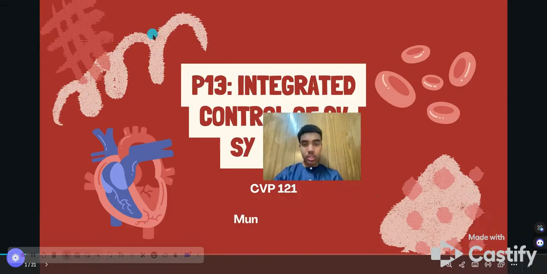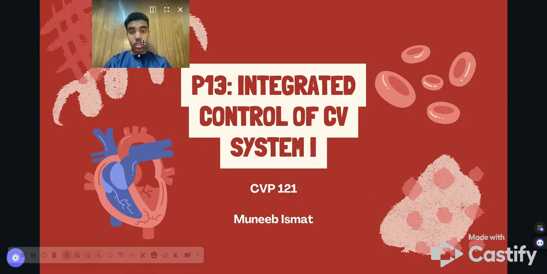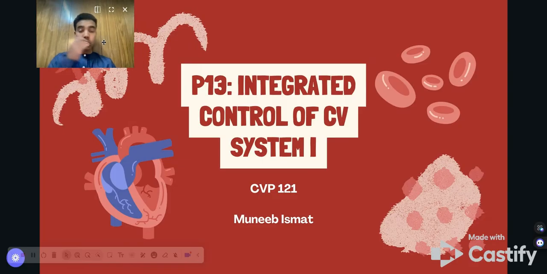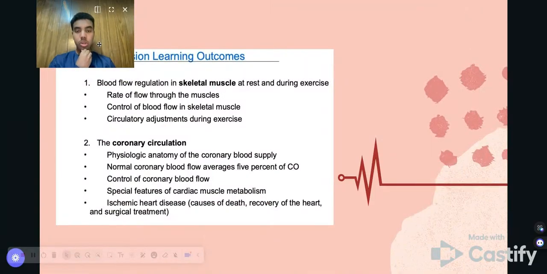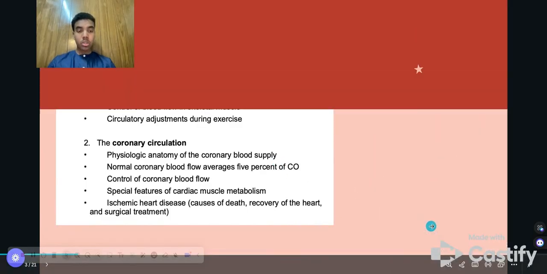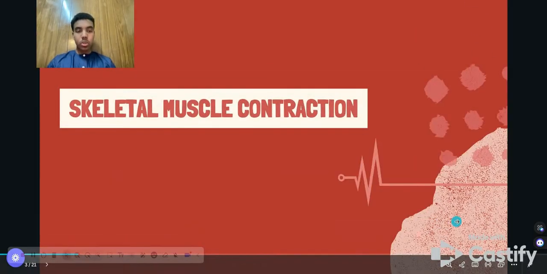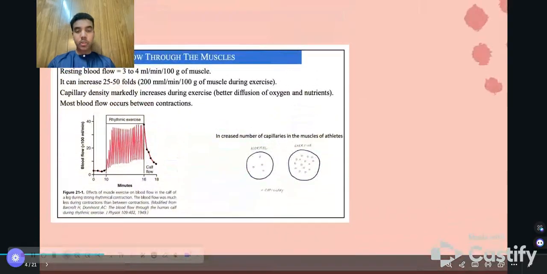Today's lecture is pretty easy as well. This one is integrated control of the cardiovascular system 1, and we're also just going to focus on the learning outcomes. We're going to be talking about the skeletal muscle and then the coronary circulation. First we're going to start with skeletal muscle contraction.